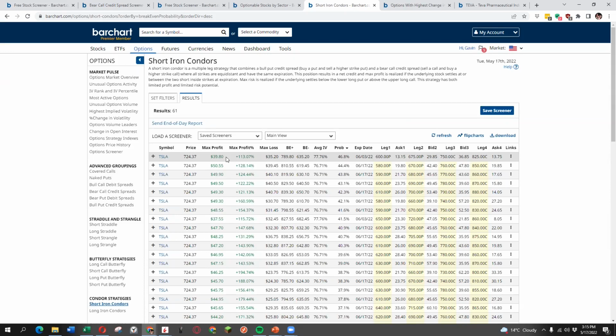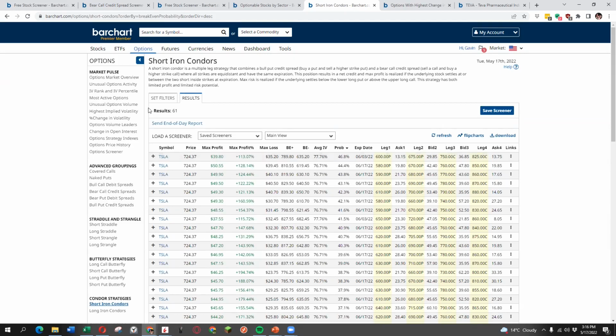So that's the premium that we're going to receive, which is also the maximum profit. The maximum loss we can calculate by taking the difference in the strike prices, which is 75, and subtracting the premium received. So that gives us the 35.20 for a total profit percentage of 113%. And as I said, probability of around 46%.